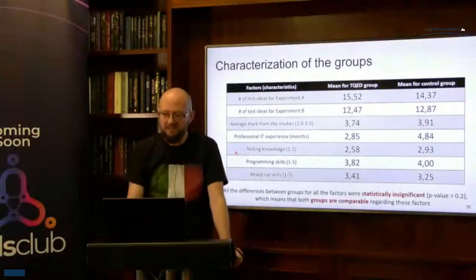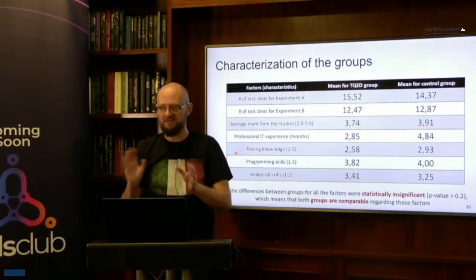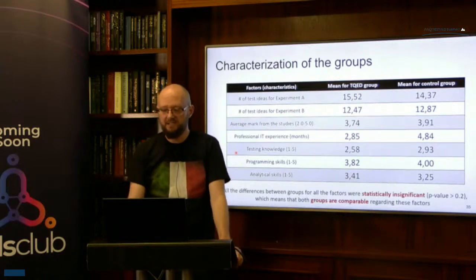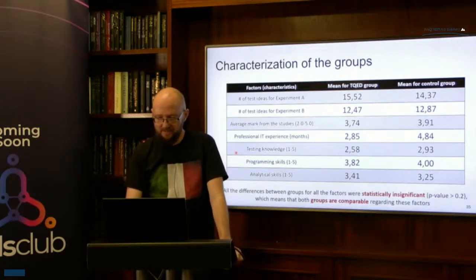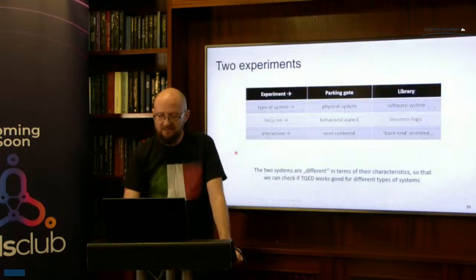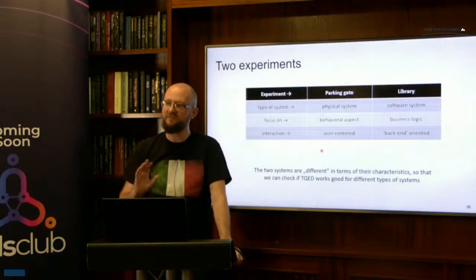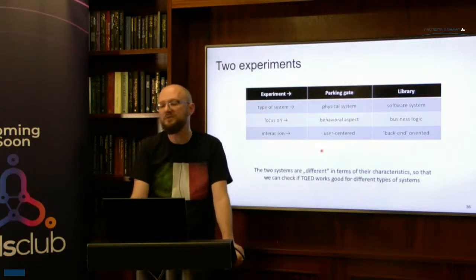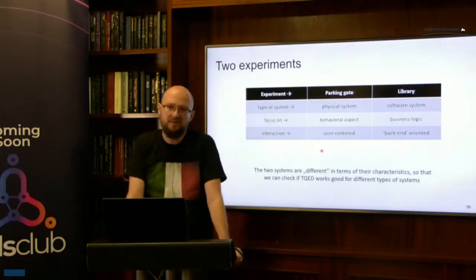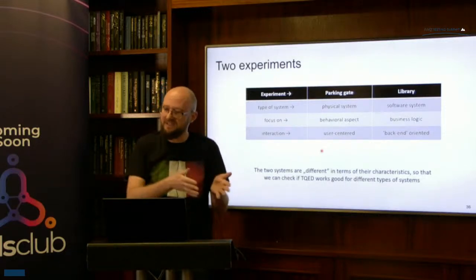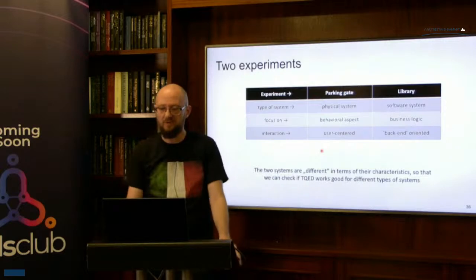So from the statistical point of view, the groups were equal. It's very important in this kind of experiments that the groups are the same, so we can compare them. And then they had to test two systems, a parking gate and a library. These were two very different systems, because we wanted to check whether the model works, whether it's universal or not.